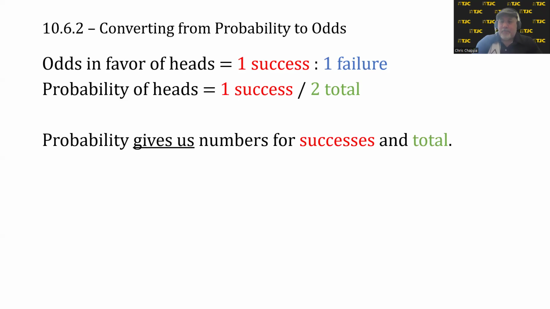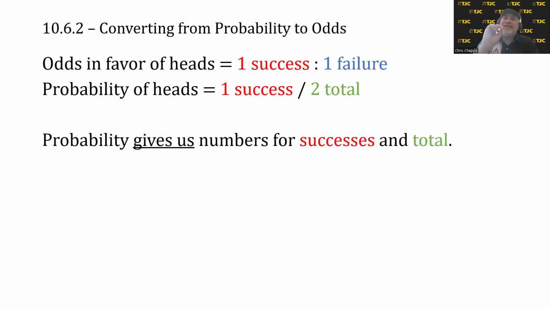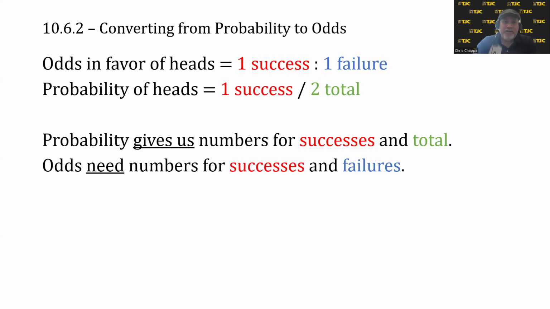Now, probability, let me back up for a second. We're trying to figure out how to convert probability to odds. So we will start with the probability and we want to end with odds. So we have to ask ourselves, when we're given a probability, what information are we given? But what information do we need to calculate odds? Probability gives us numbers for successes in total. 1 success out of 2 total outcomes. But odds need numbers for successes and failures.